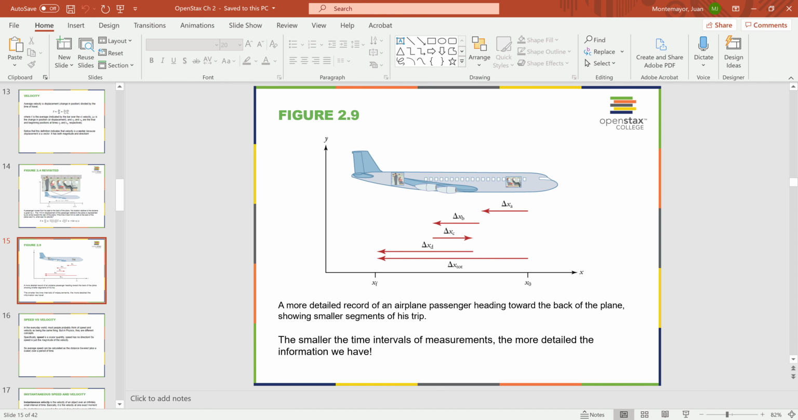So here's a more detailed record of the airplane passenger heading toward the back of the airplane, showing smaller segments of his trip. The smaller the time intervals or measurements, the more detailed the information we have. So for delta x A here, he went just this distance. Let's say for delta x B, he went a little further. But for delta x C, he went backwards for a little bit. And then for delta x D, he went the rest of his trip.